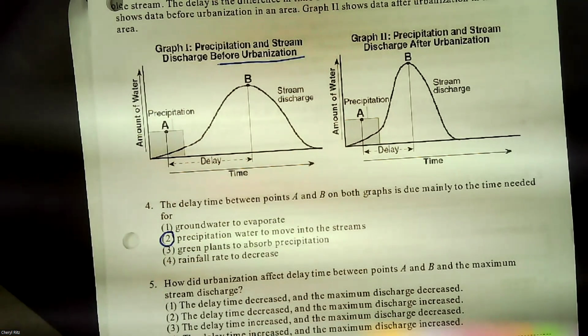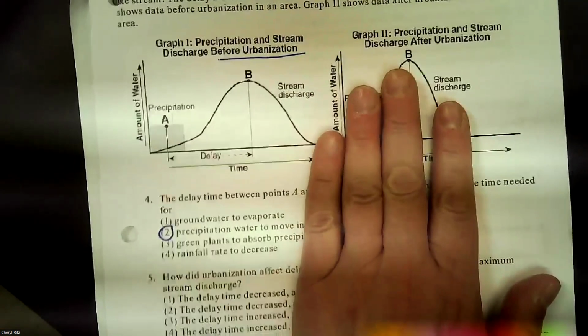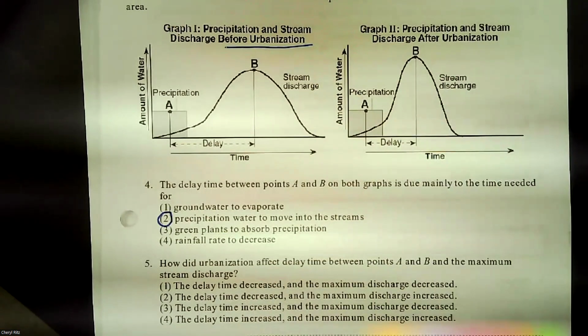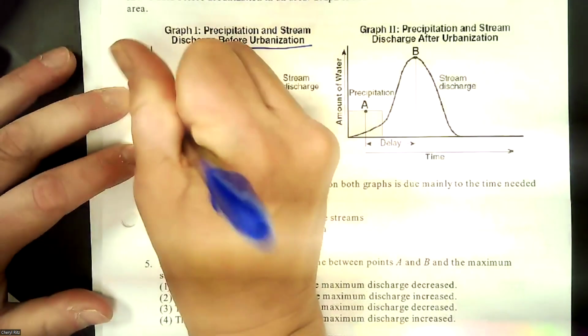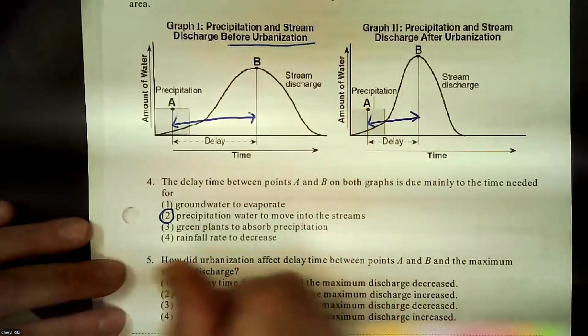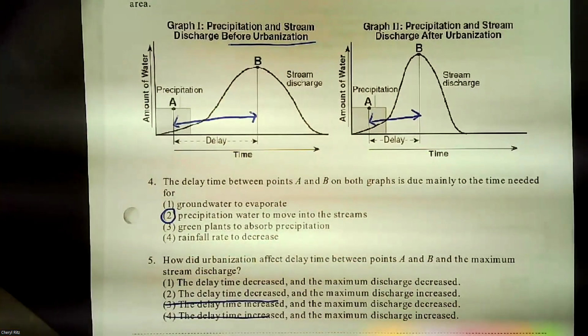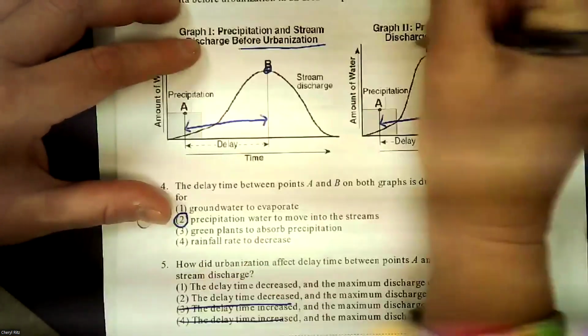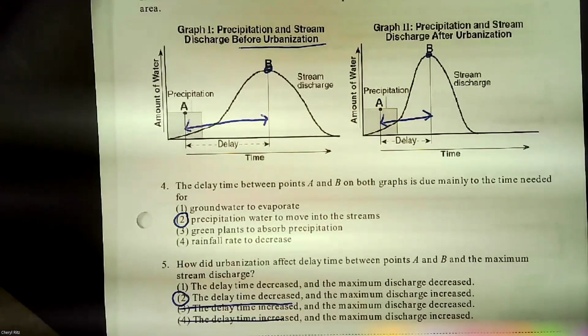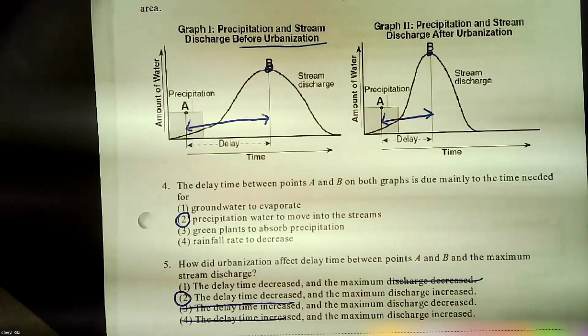Number 5, how did urbanization affect the delay time between A and B and the maximum? Let's take this from the beginning. Did the delay time decrease or increase? Look, we went from this long time to a much shorter time, so it did decrease. It's not 3 and it's not 4. And did the maximum here increase or decrease? Increase. Process of elimination, that's answer 2. You've got to be able to read these charts. So you really needed zero knowledge to answer either one of those questions.